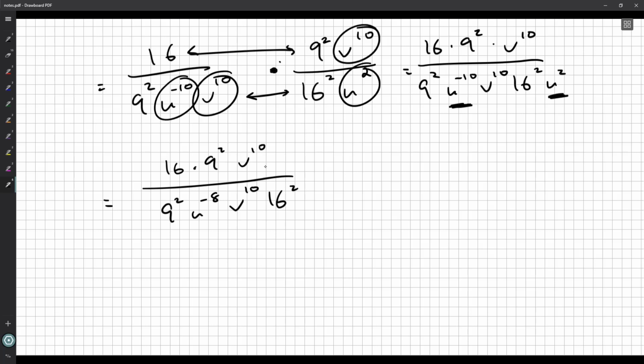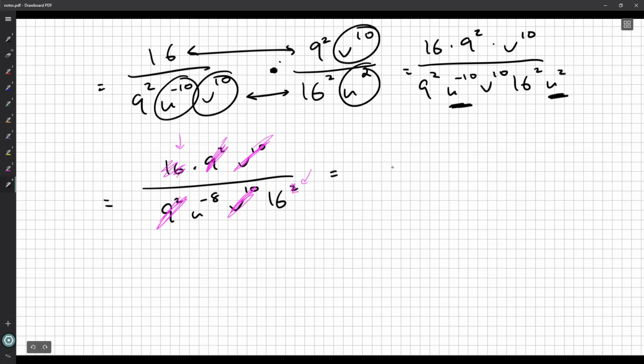Now we've got a lot of simplification we can do here because v to the 10 and v to the 10, 9 to the power 2, 9 to the power 2, those things just go away. I've got 1 16 up on top. I've got 2 16s down on bottom. So I could cancel out one of them.